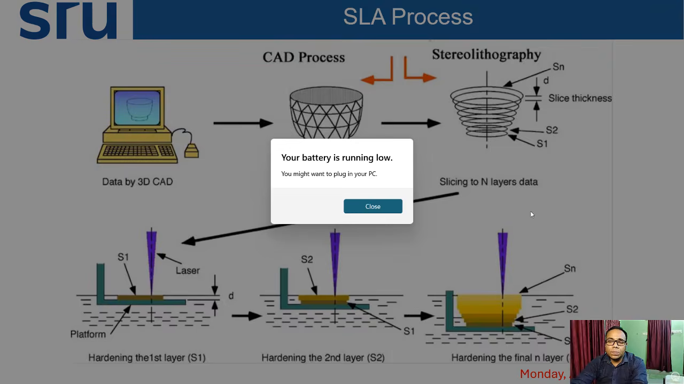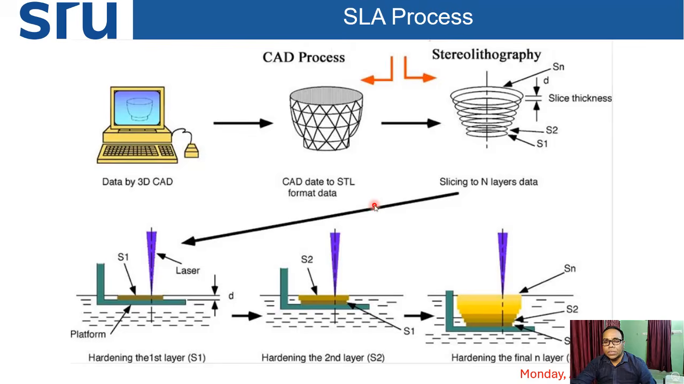So here is one schematic representation of our process. In that, you can see the part is first designed in the CAD software. This is the computer in the schematic representation. Once your CAD model is ready, after that the slicing operation will be done, and STL file format conversion will take place, and then you have to go for the slicing operation.